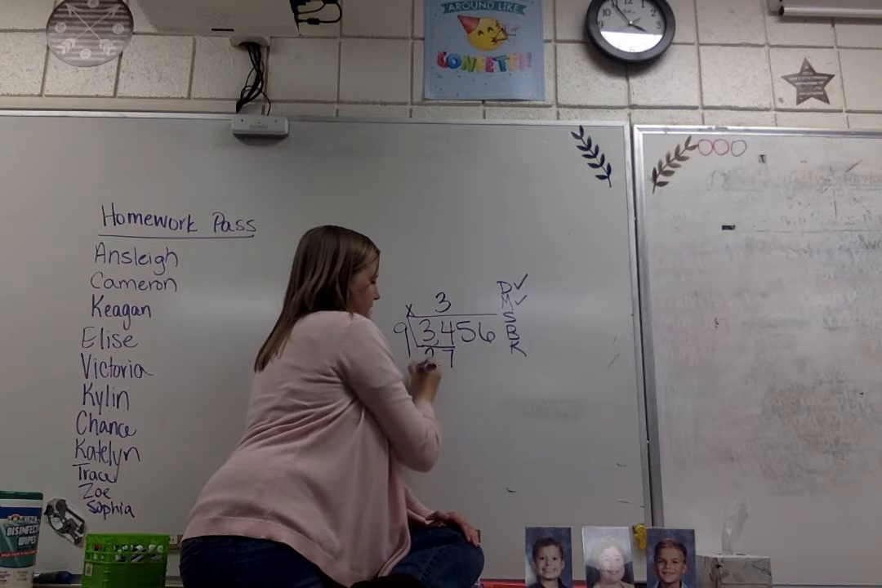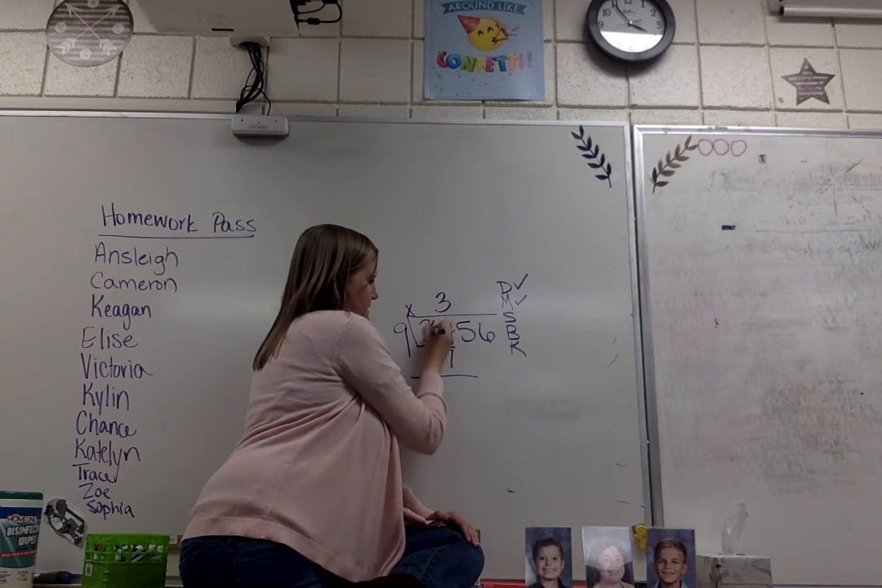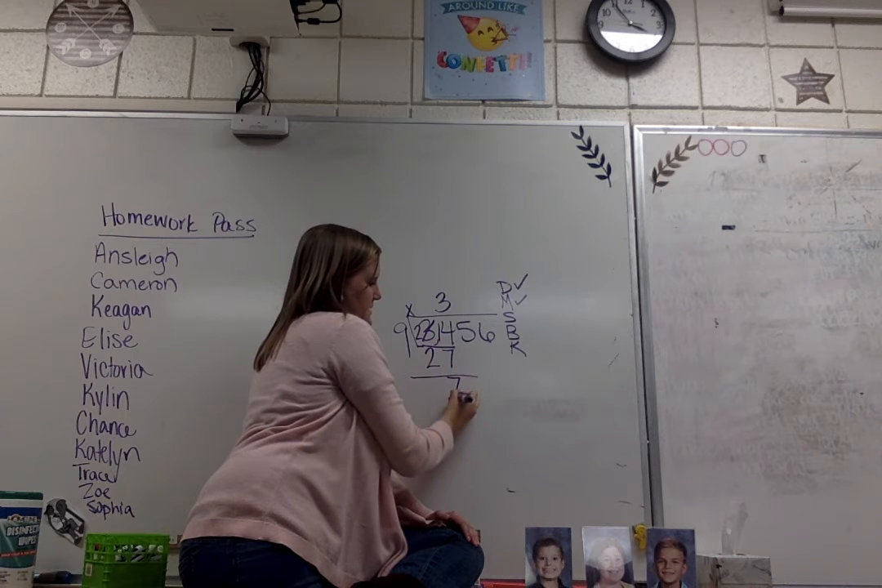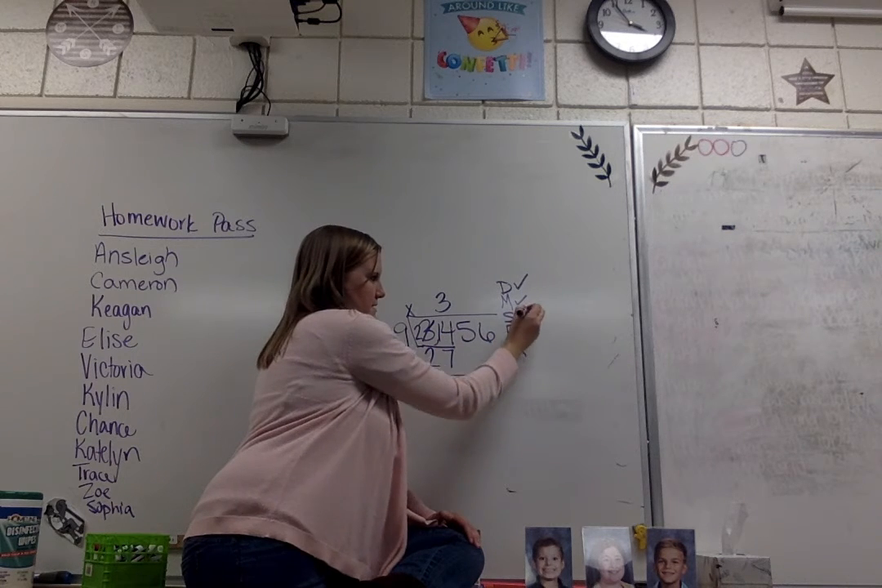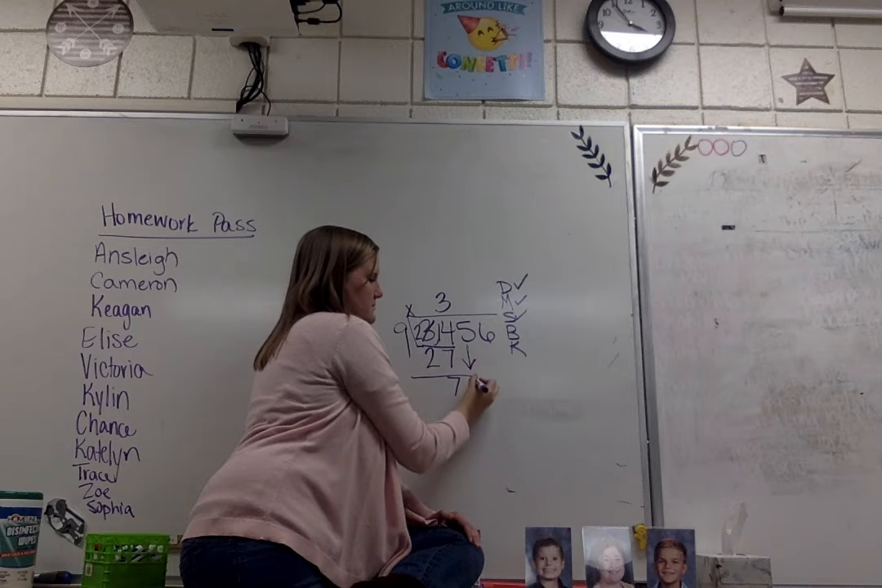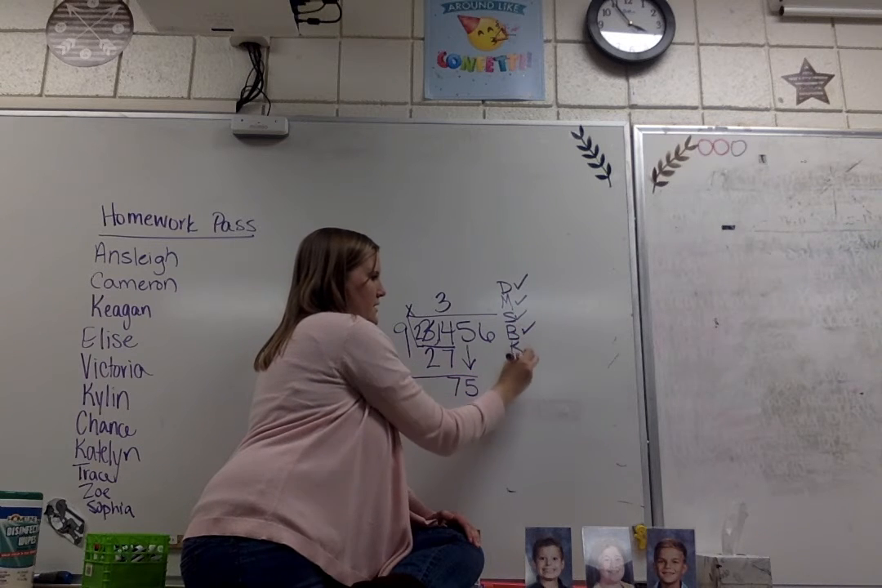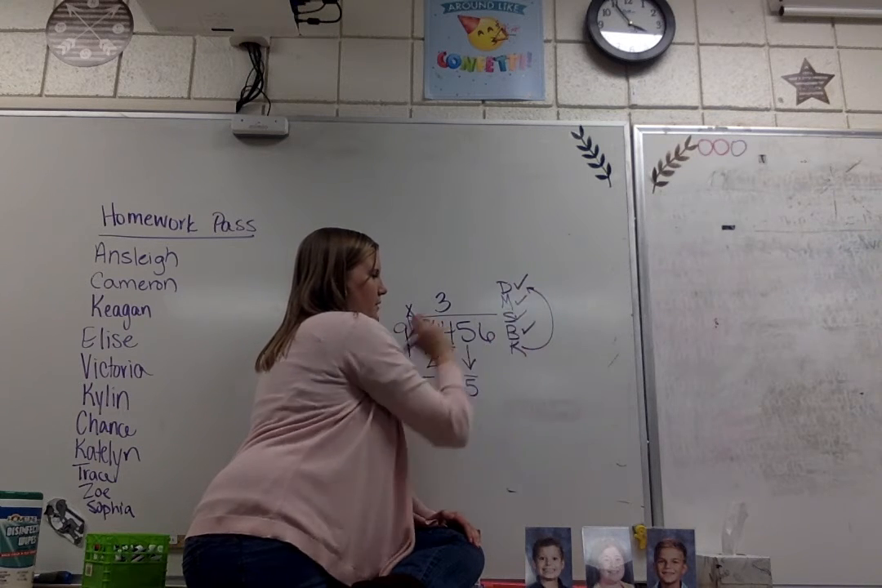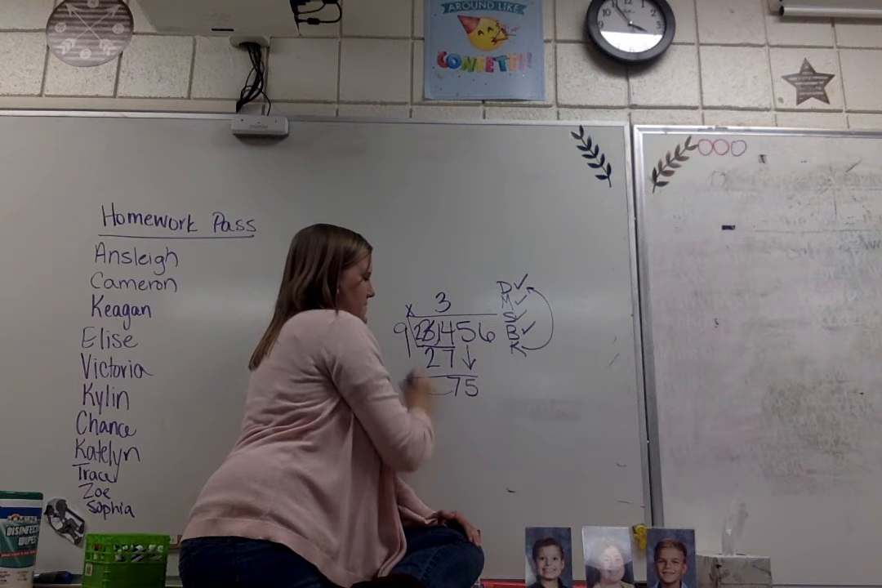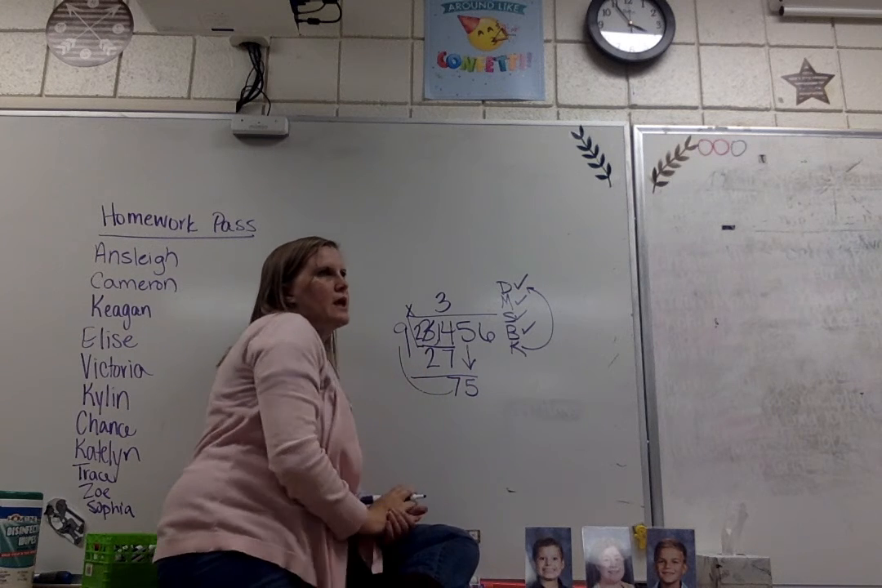I'm going to subtract. Can't do 4 minus 7, so I have to borrow here and give 10. 14 minus 7 equals 7. I've subtracted. B tells me to bring down. Since I brought down, I'm going to keep going all the way back to the beginning. So now I'm doing 75 divided by 9.